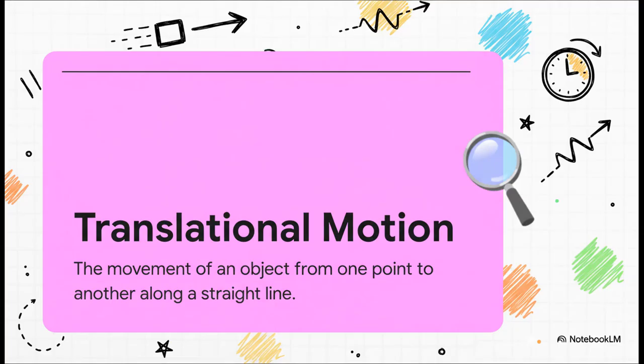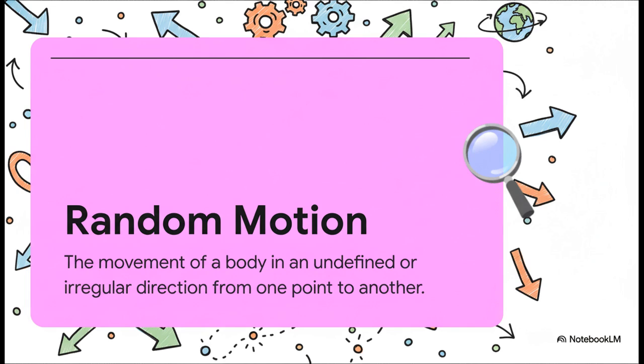First up, we've got the simplest flavor, translational motion. This is basically just moving in a straight line from point A to point B. Think about a car driving down a perfectly straight highway. That's it. Okay, next is random motion. This is movement that's all over the place, with no predictable path. The perfect example is a butterfly fluttering around a garden. You have no idea where it's going to go next. And believe it or not, this is also how tiny gas molecules are moving in the air all around you.